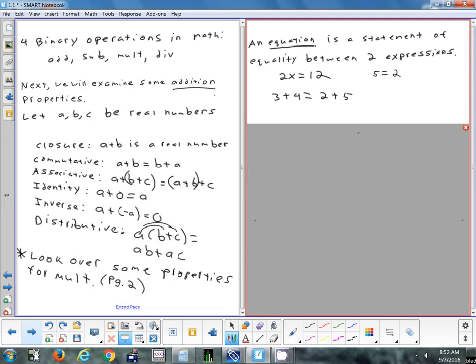Okay, the next one, 5 equals 2, that's an equation. It's a false equation. It's not true. It's an equation that no matter what you try, it's never going to be true. And the bottom equation, we call this an identity. It's an equation that is always true. 7 equals 7. Where you might get something like this, just make up a problem.